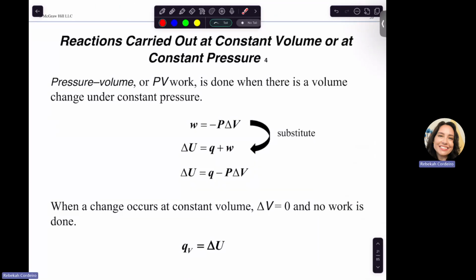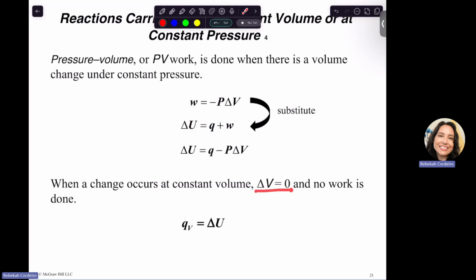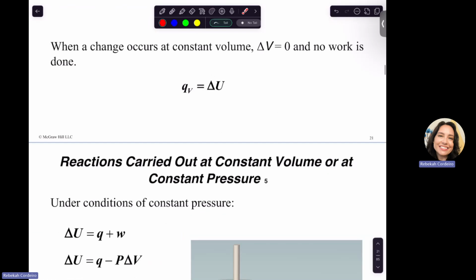So pressure-volume work, this PV work, is done when there's a volume change under constant pressure, right? And we can actually take this W and substitute it in, so we can get the change in internal energy related to pressure and volume. Then if we have constant volume, no work is done because there's zero change here, so this term becomes zero. We can think about the Q at constant volume, that's what that V means, is equal to the change in thermal energy or internal energy. So the heat at constant volume is equal to the change in internal energy.